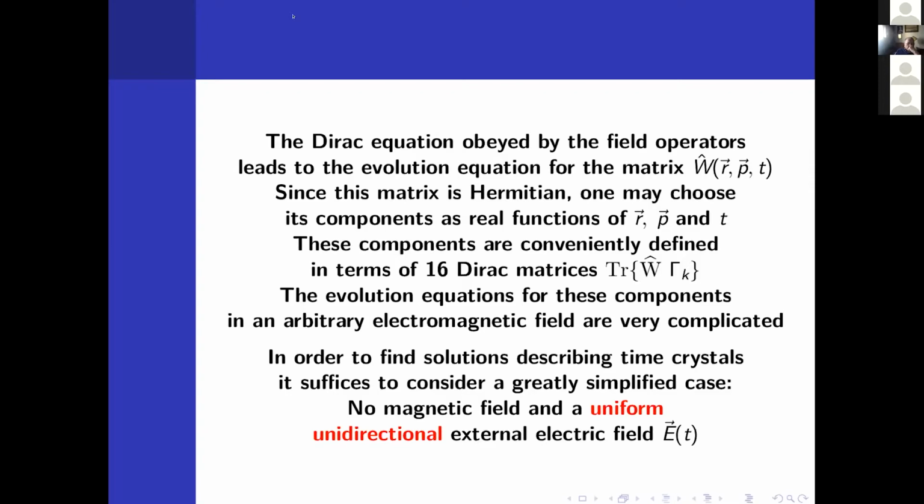The best way is to use, again, the standard Dirac matrices. There are 16 such matrices. They have physical interpretation. Four of them, for example, are gamma mu's, which are associated with the electromagnetic current, and they will be important for our purpose. And the evolution equations are, in fact, equations for these components of the Wigner function.